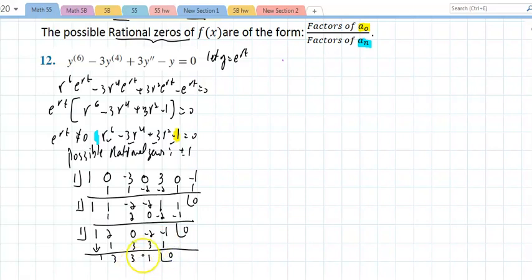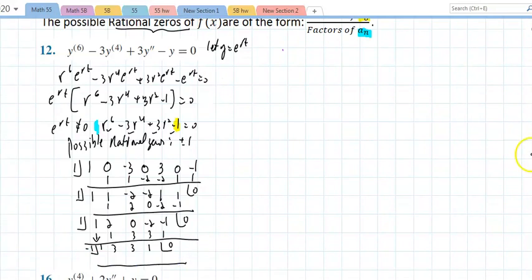And here, I could factor the rest. Actually, 1 doesn't work anymore because they're all positive. I could try negative 1, see if that works. That'll save me some work. 1, negative 1, 2, negative 2, 1, negative 1, and a 0. And I'm left with r squared plus 2r plus 1 equals 0. That's r plus 1 squared equaling 0.